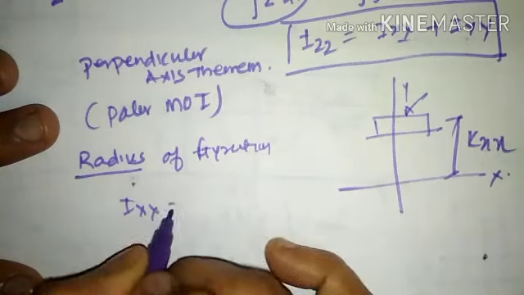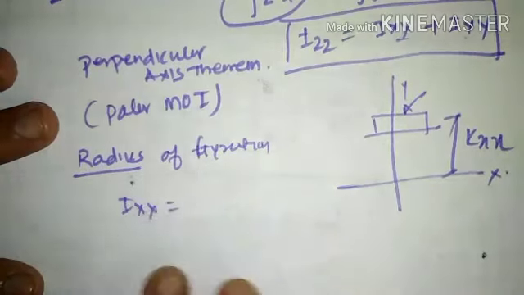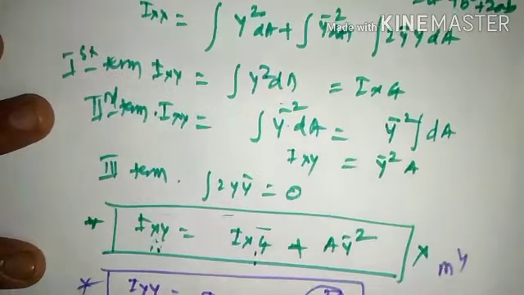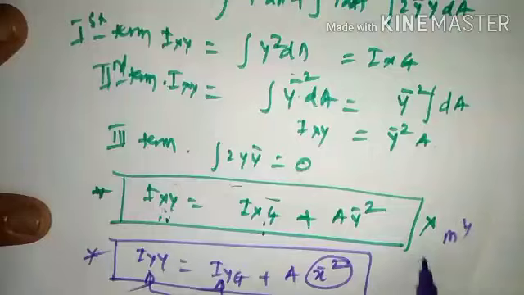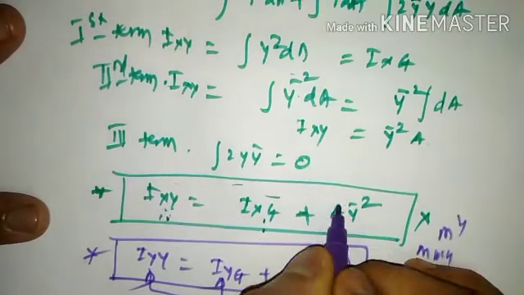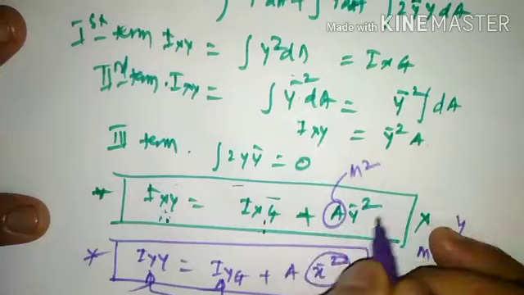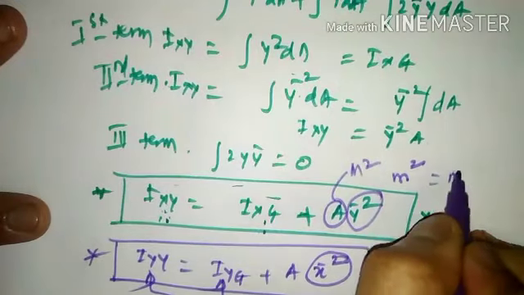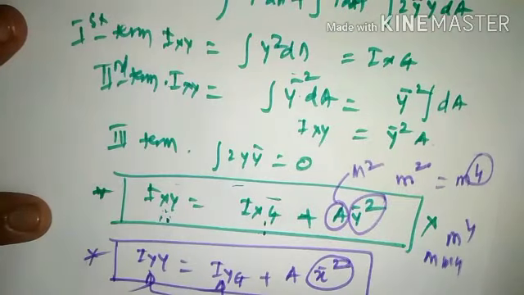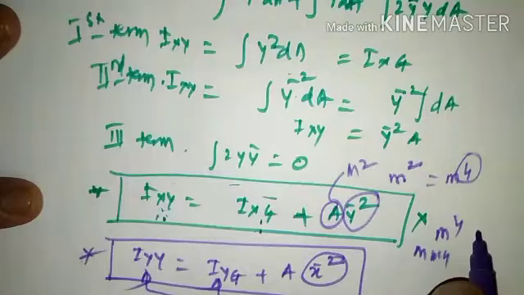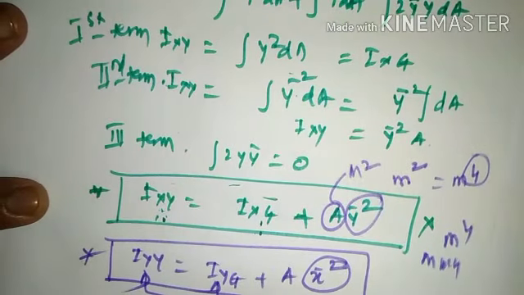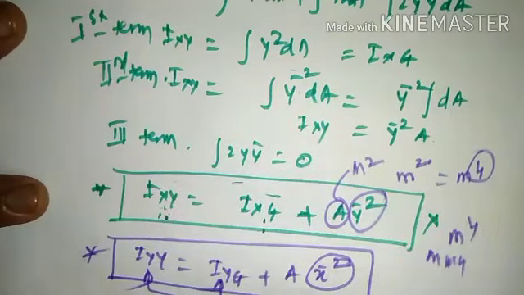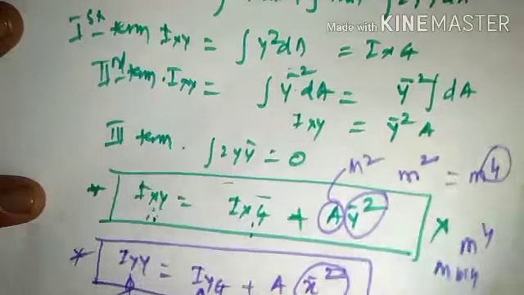So Ixx is equal to... we equate both the units. What will be the unit of moment of inertia? It will be either meter to the power of 4 or millimeter to the power of 4. How? The area unit is meter square and the distance unit is again meter, to the power of 2, meter square. So the total unit of moment of inertia will be meter to the power of 4 or millimeter to the power of 4. Whatever dimensional unit we choose, the same should be considered for the moment of inertia.